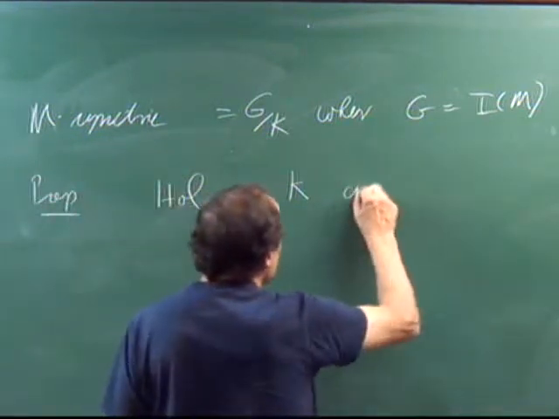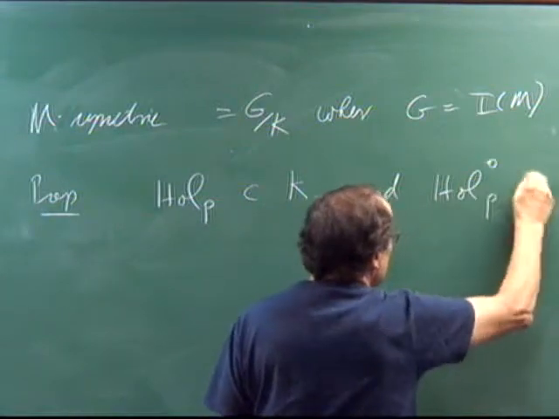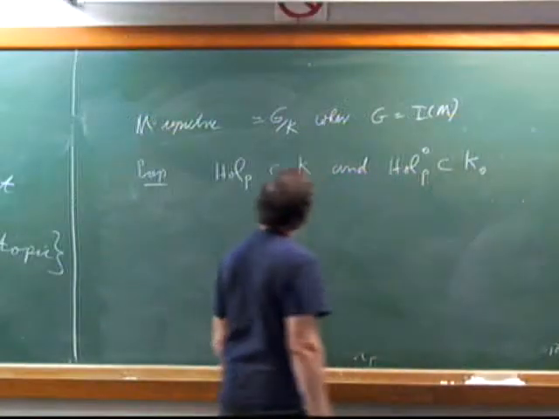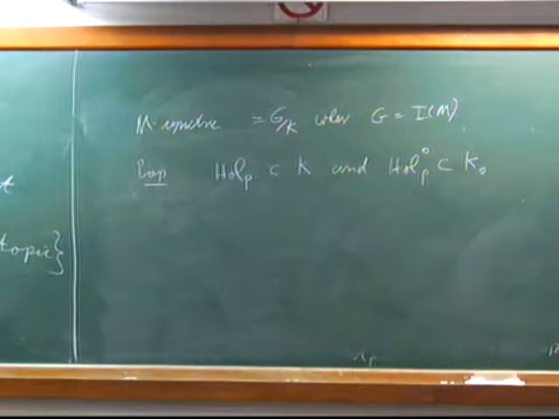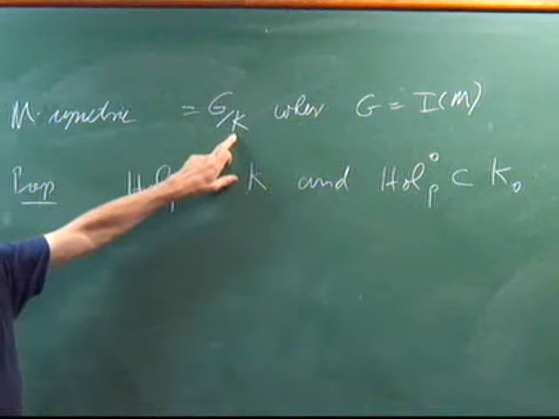And of course, the identity component Hol_P^0 is a subgroup of K_0, the identity component. It says the holonomy group is small. That's the way I want to look at this. That's why it's also important. The holonomy group is quite small, depending on how small K is.